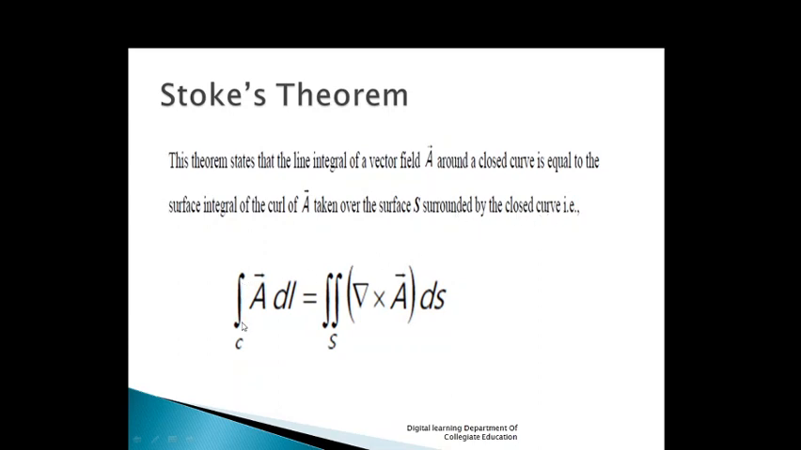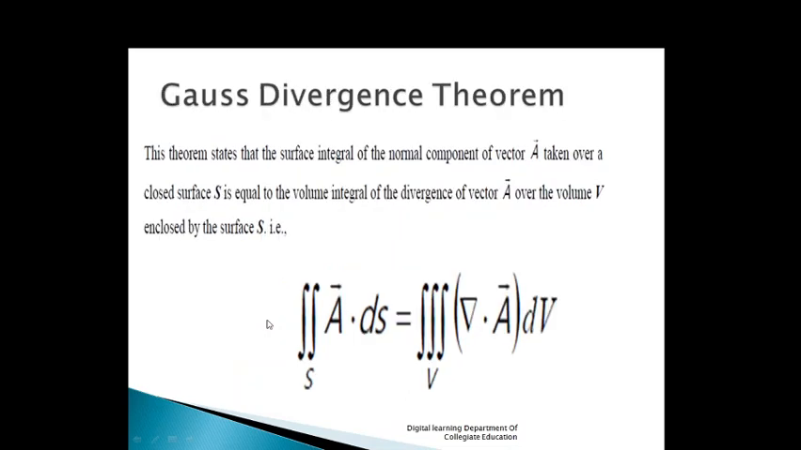Therefore, the line integral of the vector field over a closed curve is equal to the surface integral, the double integral over S, of curl, del cross vector A, taken over the surface S surrounded by the closed curve. Therefore, from Stokes theorem, we can easily convert from line integral to surface integral, or from surface integral to line integral.